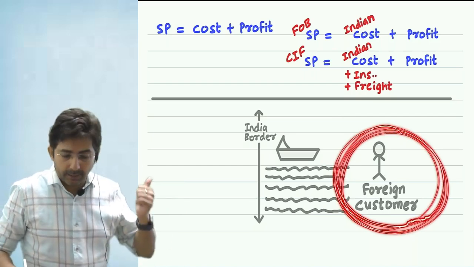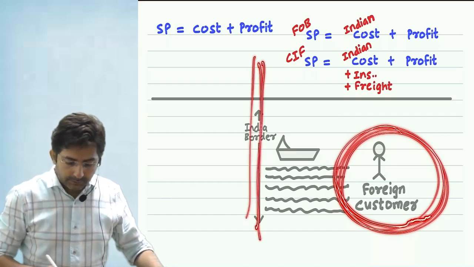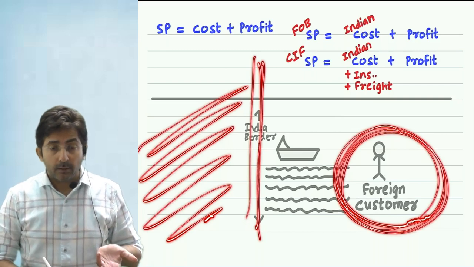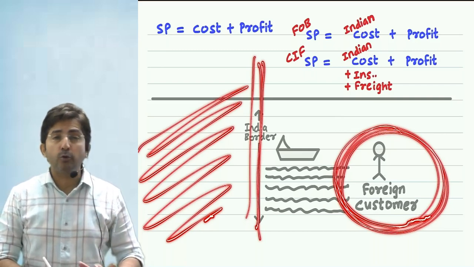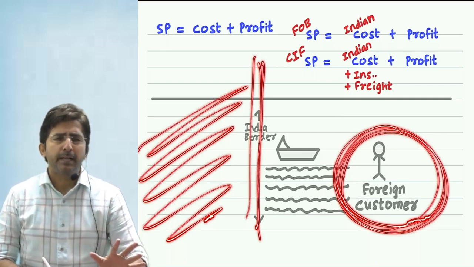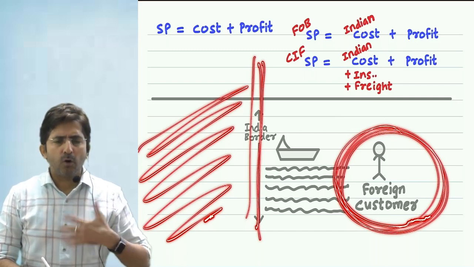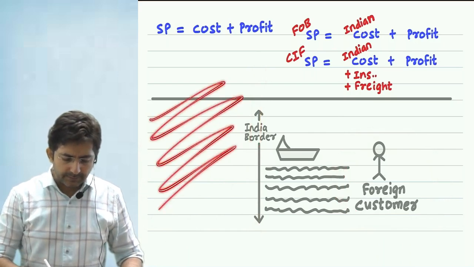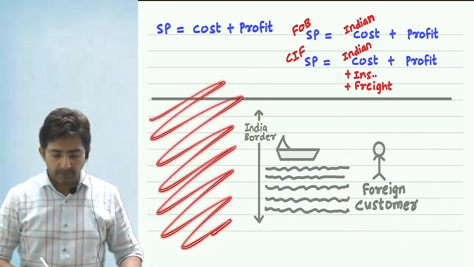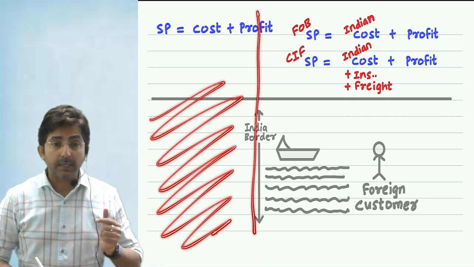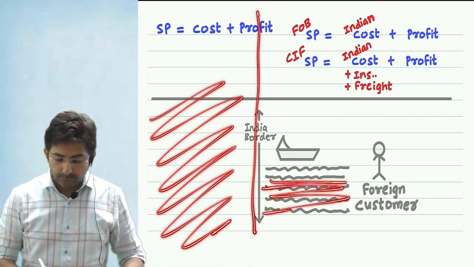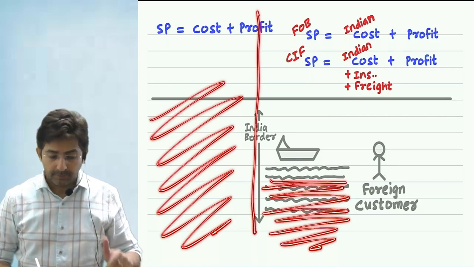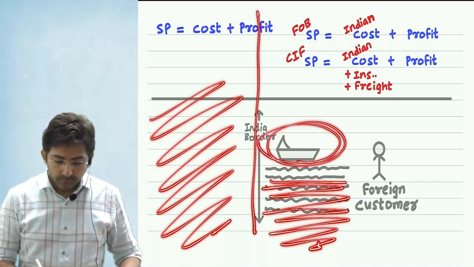Look at the shading now. All the cost till the border of India, I will have to incur. Plus I have told my customer that you don't have to bear any responsibility. Everything is mine. So what other cost will be involved? See, this I am shading, this is my Indian cost incurred within the boundary of India. Plus, I will have to suffer the insurance premium, marine insurance premium, and then the cost of freight.